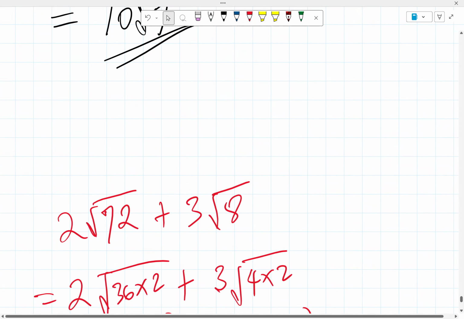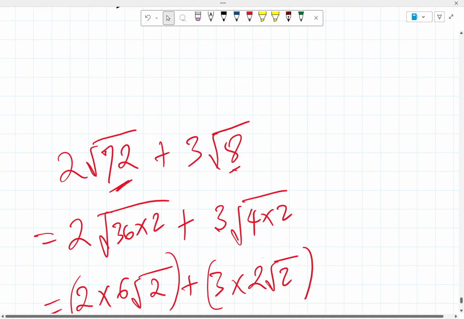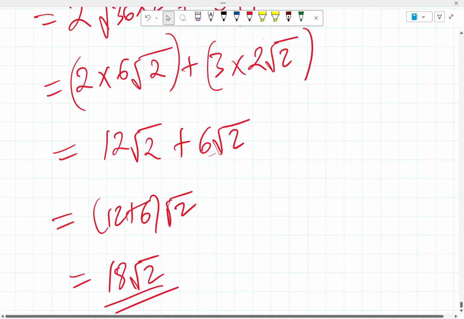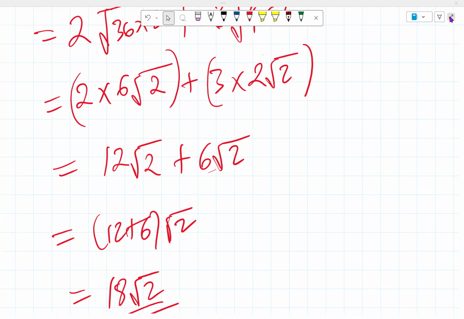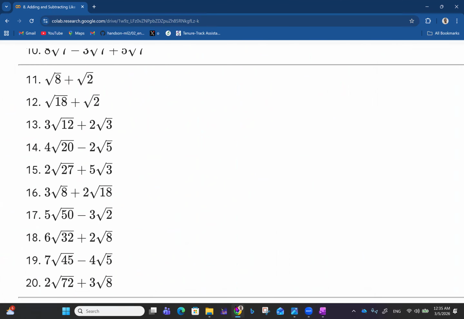So if you don't have it in the smallest, in short form, you have to reduce to something smaller so you can then finally add. So with this, we come to the end of this interesting video about adding and subtracting surds.